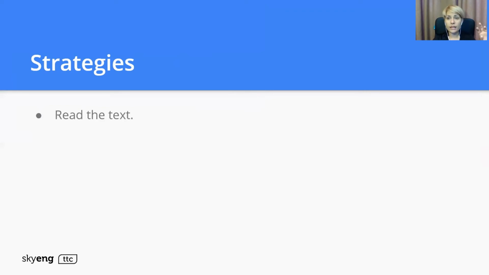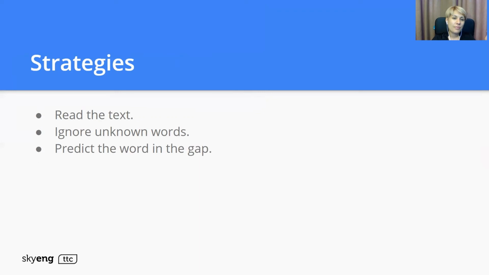So again, they read the text, and of course ignore known words as usual. Maybe they can predict the word in the gap. What I mean is, maybe there is a collocation there, they're absolutely sure about it, and they can just avoid looking at the offered options and write this prediction word there. Then we look at the given words and choose.